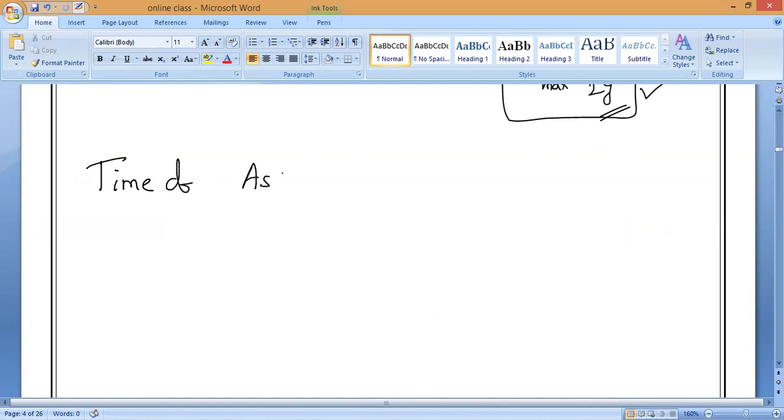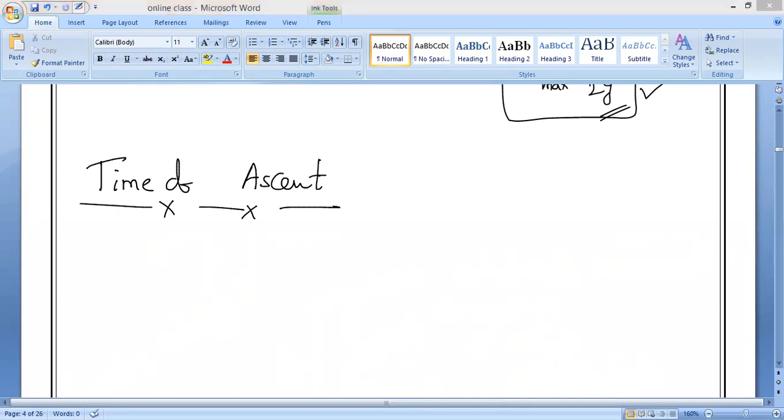Time of ascent. Now they will ask you to calculate, when the body is thrown vertically upwards, what is the time to reach the maximum height? That is what we call time of ascent. Very simple formula, please keep it in mind. The time taken by a body thrown upwards to reach maximum height.